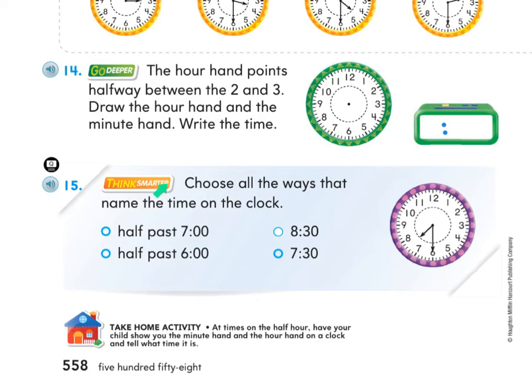Then on number 15, it says choose all the ways that name the time on the clock. Okay, so I'll give you a clue. There's 2 of these that name the time on the clock. Okay, so figure out what time you think it is, and then look over here. These are our choices: 7:30, 6:30, 8:30, 7:30. Okay, choose the 2 options that both describe the clock. All right, and that's all your math for today.